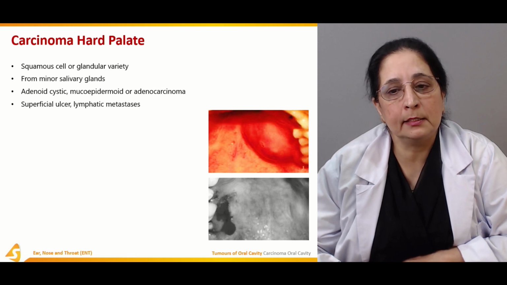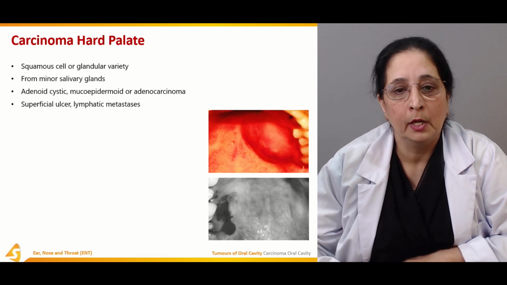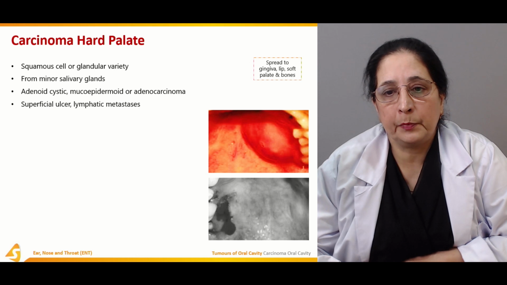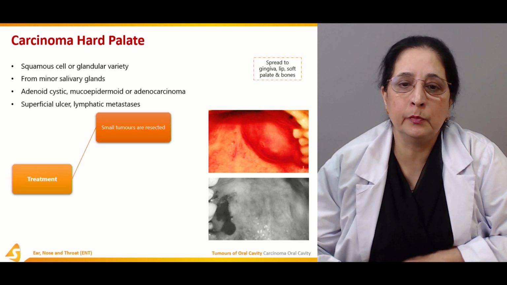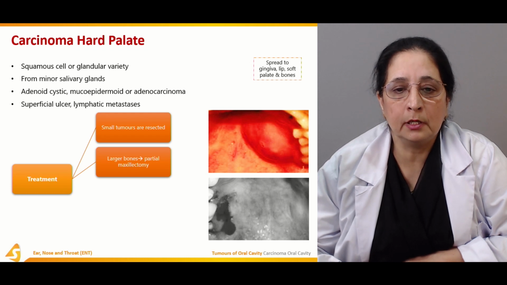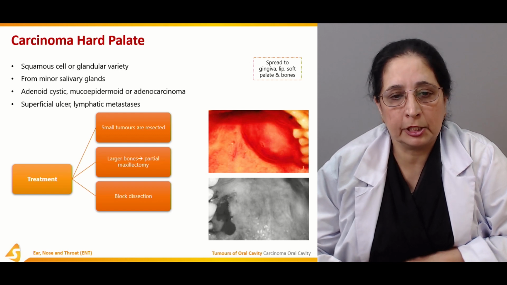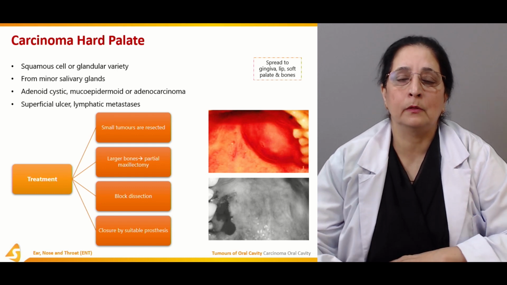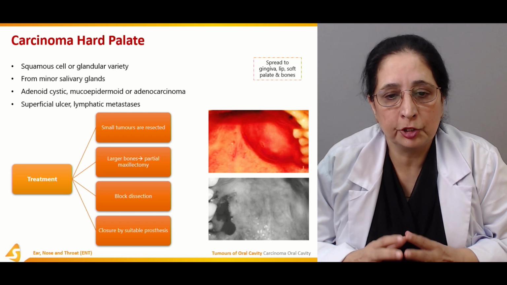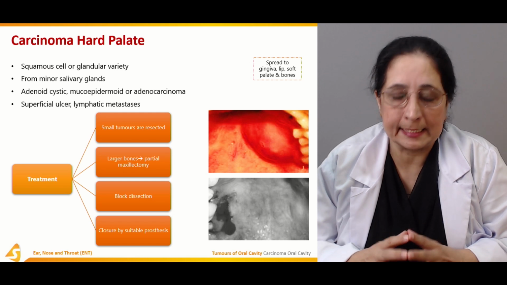Superficial ulcer occurs and there is ulceration, and the spread of the tumor is through lymphatic metastasis. Spread to gingiva, lip, soft palate, and bones. Treatment: small tumors are resected, larger ones need partial maxillectomy, block dissection, and closure by a suitable prosthesis. So treatment is again by surgery and prosthesis, and the small tumors are resected.